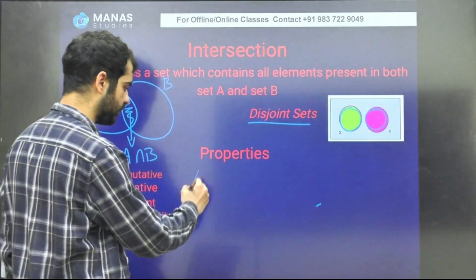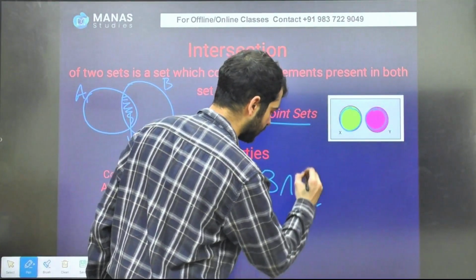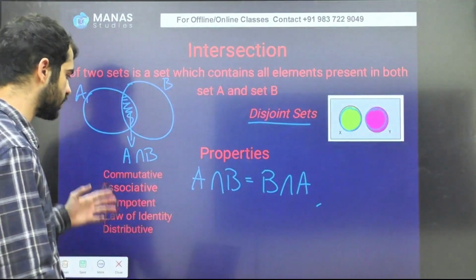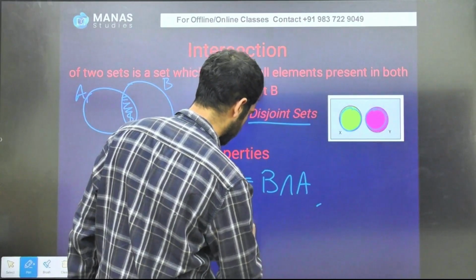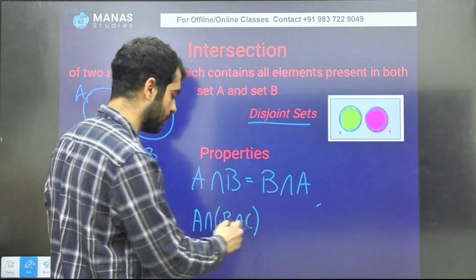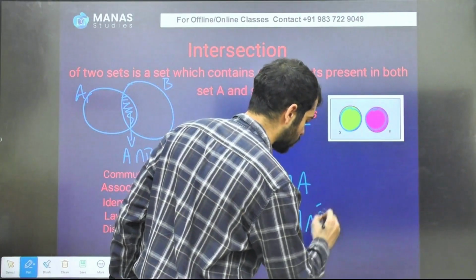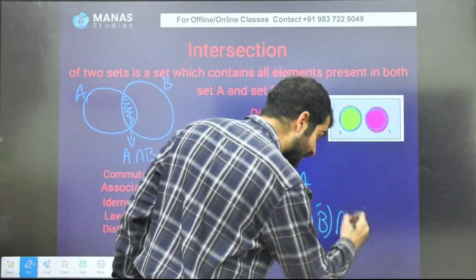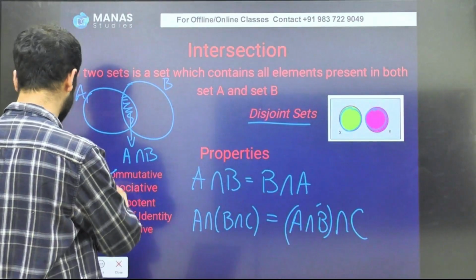Now commutative, as we earlier saw, if I change the places of B and A, still the result remains the same, so it is commutative. In the case of associative, if I take the common part of B and C first and then take the common part with A, and on the other hand I take the common part of A and B and then take the common part with C, still the result is going to be the same, so intersection is commutative and associative.